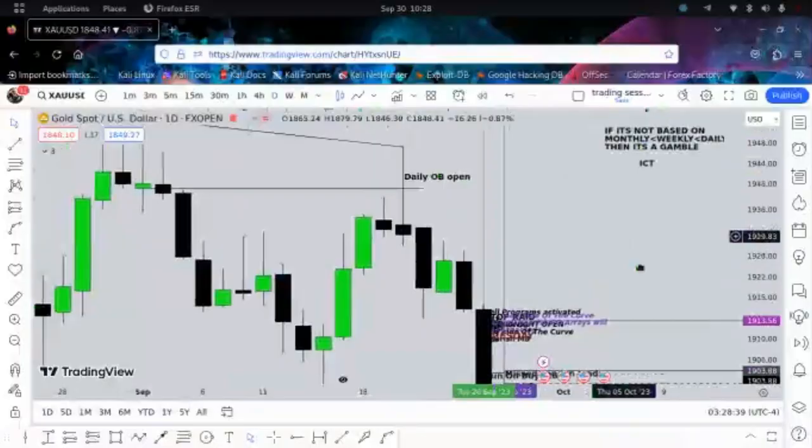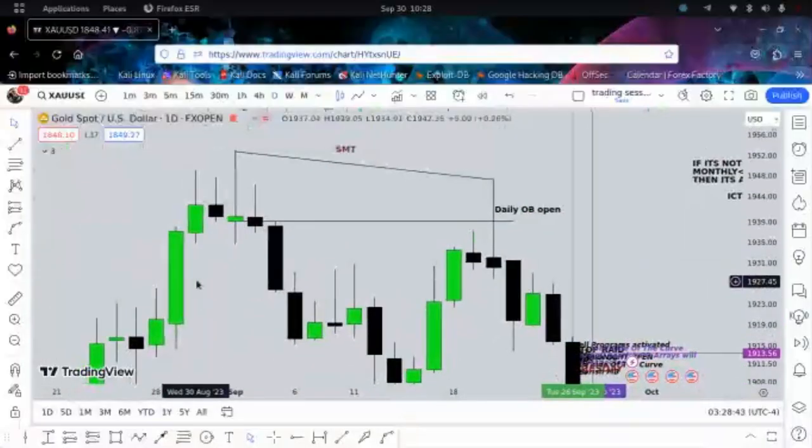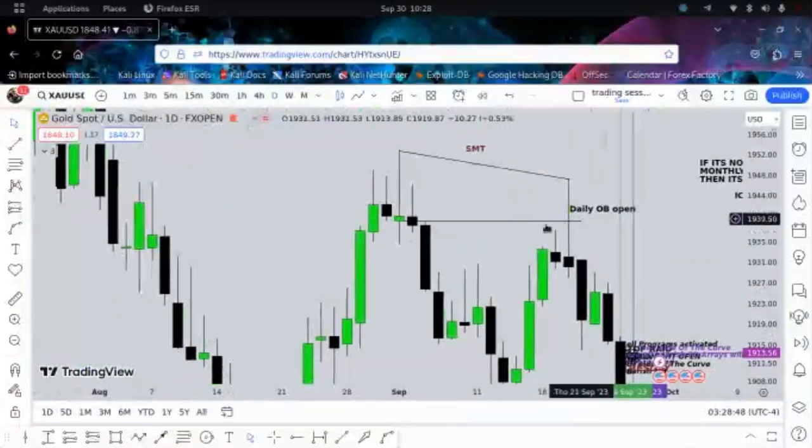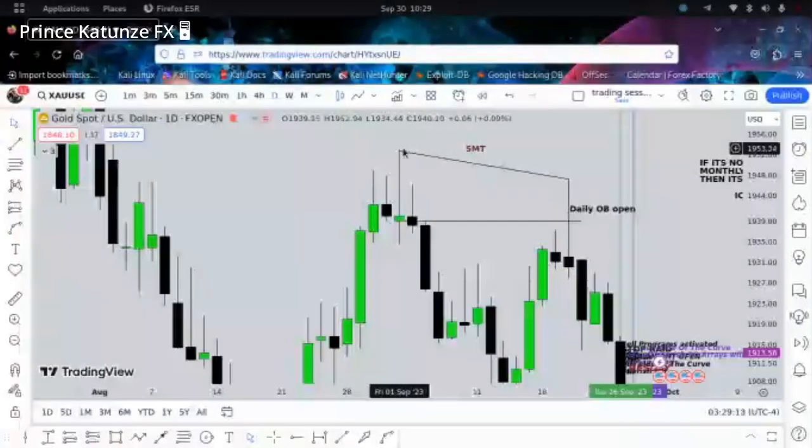Now remember, initially on the daily setup, we were already reacting from this daily PD array. You can see this daily order block. So when price came in on the previous week, prior to this week, it gave us a reaction from this daily order block. So when we got the reaction from the daily order block, price failed to break this high, giving us these failure swings or SMT.